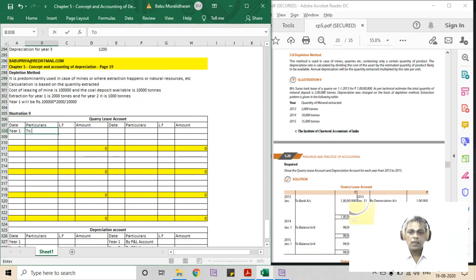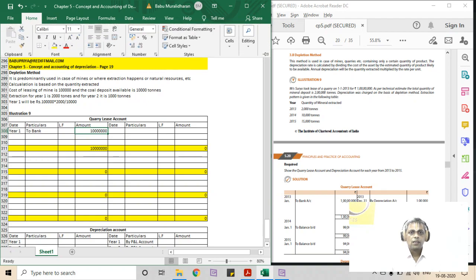First year, to bank account, to bank, because that is the cost of the lease. That's the cost of the lease, and let me put it in formula style here, right? So it's 1 crore. The total cost paid is 1 crore.